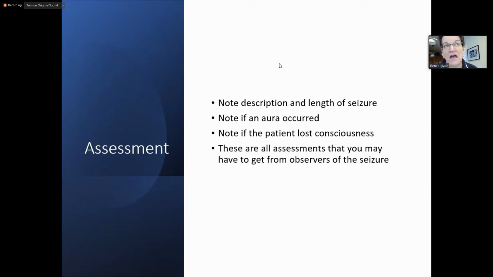After the seizure has ended, I may ask the patient if they had an aura or if their family members noticed something. I want to know if that patient lost consciousness. Are we talking about a simple seizure? Are we talking about generalized seizures? And some of those assessments you may have to get from observers of the seizure, okay?